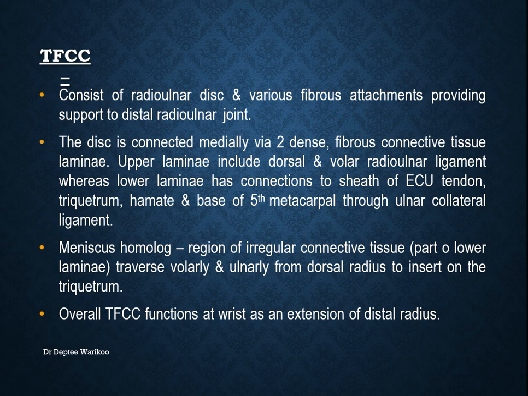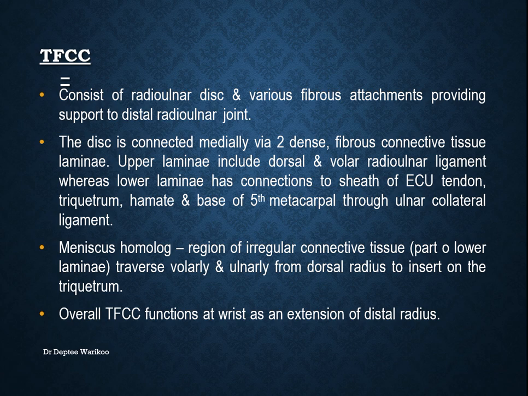The disc is connected medially via two dense fibrous connective tissues, which are the laminae. The upper laminae include the dorsal and volar radioulnar ligaments, which attach to the ulnar head and ulnar styloid. The lower lamina has connections to the sheath of the extensor carpi ulnaris tendon and to the triquetrum bone, hamate, and the base of the fifth metacarpal through fibers from the ulnar collateral ligament.